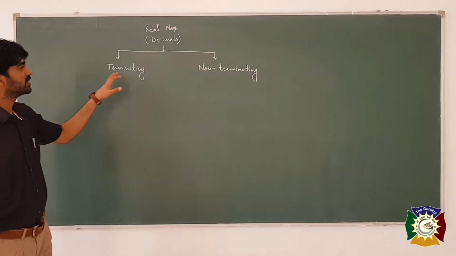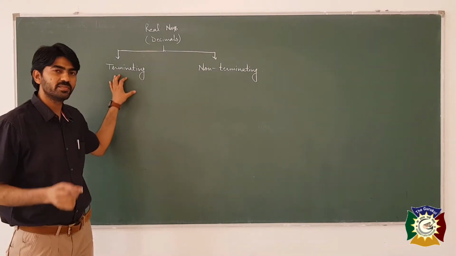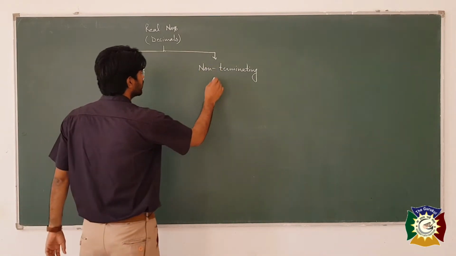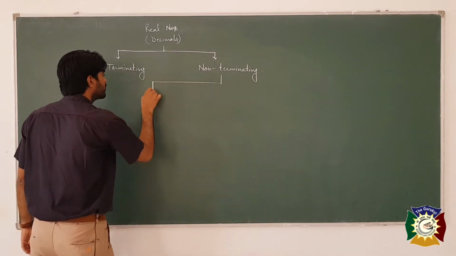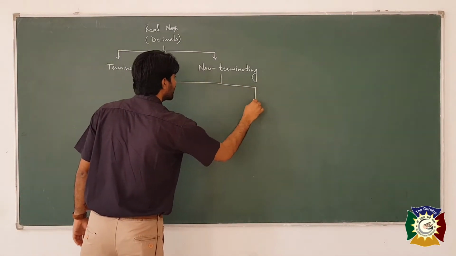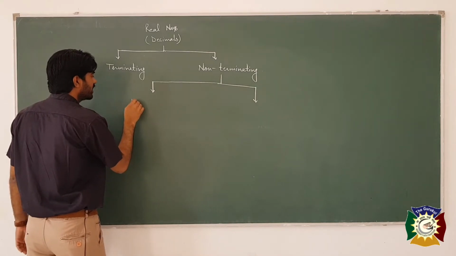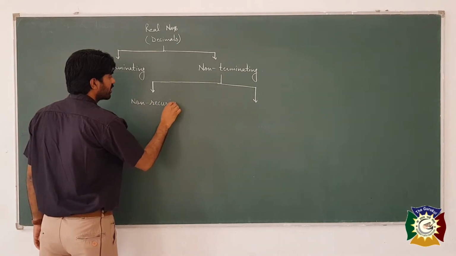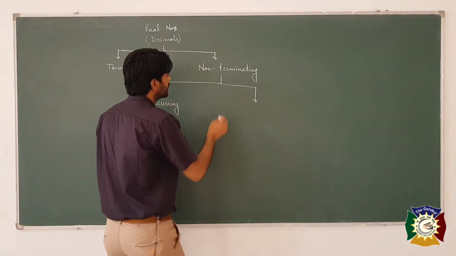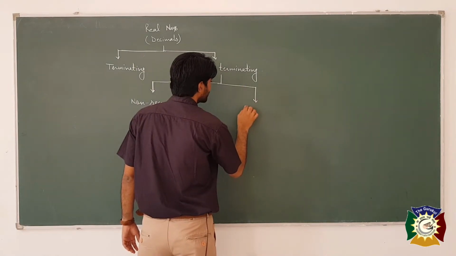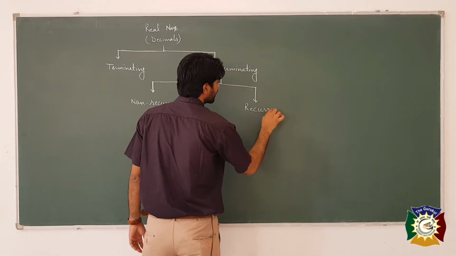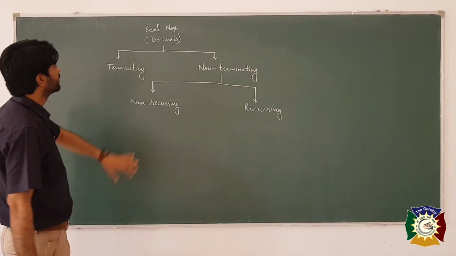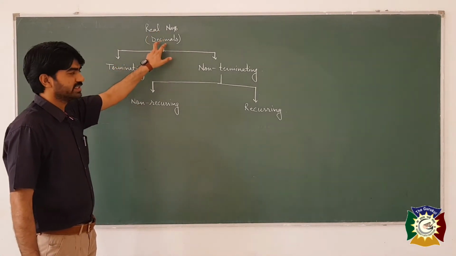So decimals, there are 2 types: terminating, where the remainder becomes 0, or non-terminating, where the remainder doesn't become 0 and keeps on repeating. In non-terminating, again we have 2 categories. One is non-terminating, non-recurring, and the other is non-terminating recurring. Recurring means repeating.